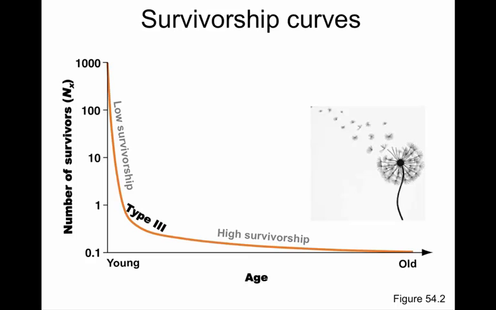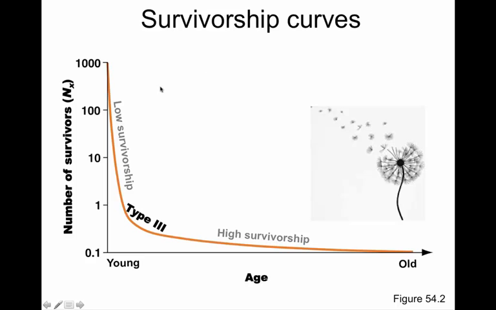There is a third type or category of survivorship curve. This is referred to as type 3, and this is shown right here. This is the kind of survivorship curve that one sees for organisms that produce very large numbers of young or gametes. Many marine invertebrates are in this class, or many weedy species such as the dandelion shown here. They release very large numbers of seeds out into the wild, most of which don't make it.